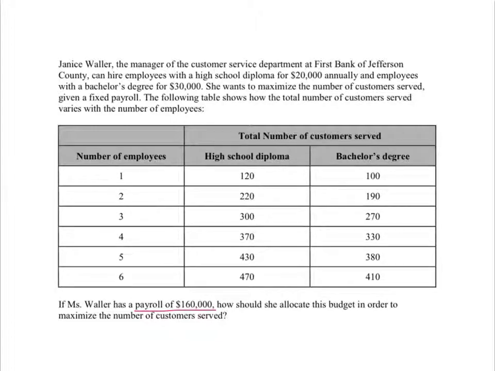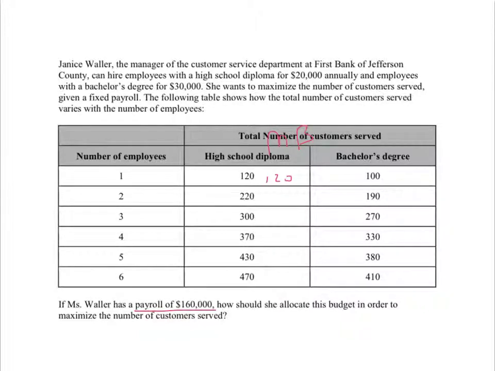So what we would like to do is to determine how many of each type of employee, those with high school degrees, those with college degrees, we should hire in order to maximize the total number of customers served. Well, to do that, we first remember that we make decisions at the margin. So for each type of employee, the first thing I want to do is to calculate a marginal benefit. The marginal benefit of the first high school employee is 120. That's, of course, if we're assuming that with 0 employees there would be 0 customers served.